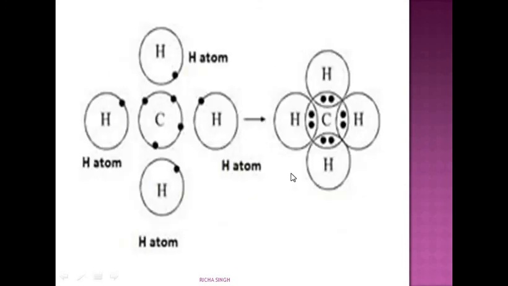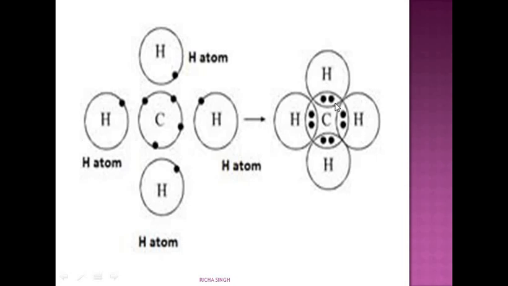Now let's come to the term tetravalent. You all know carbon has 4 electrons in the outermost orbit. So if it shares electrons with 4 hydrogen atoms, what will happen? Each hydrogen atom has 1 electron. So carbon shares 1 with this hydrogen atom, 1 with this hydrogen atom, and 1 with this hydrogen atom. So the diagram will be something like this.